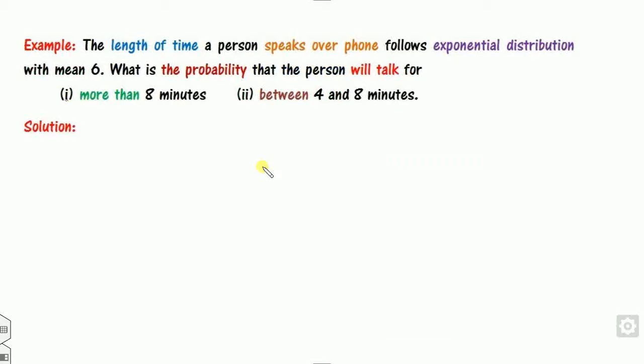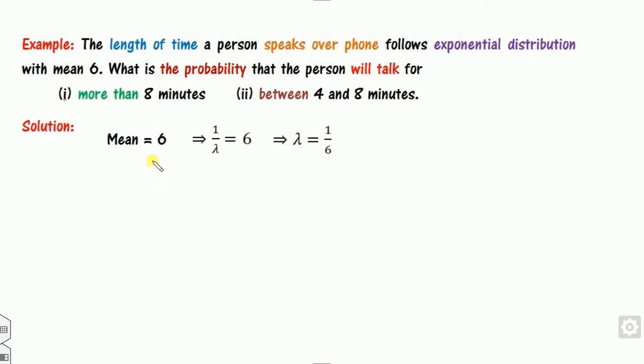Look at one more example. The length of a person's phone call satisfies an exponential distribution with mean 6. This is the mean of the exponential distribution. What is the mean? 1 by lambda. So it means lambda is 1 by 6. What is the probability that the call lasts more than 8 hours? You need to find this.